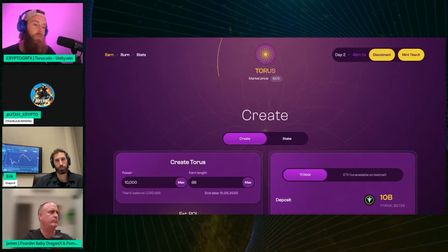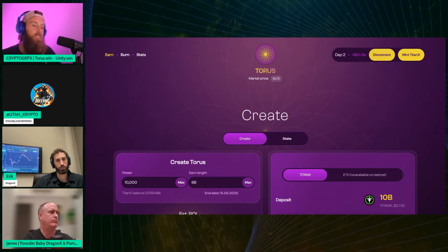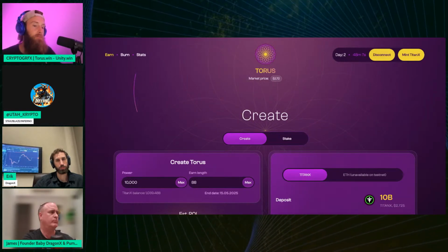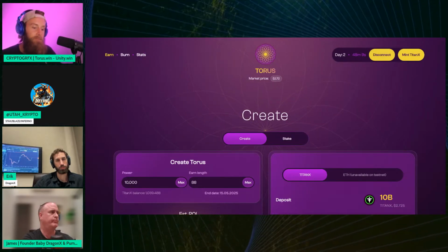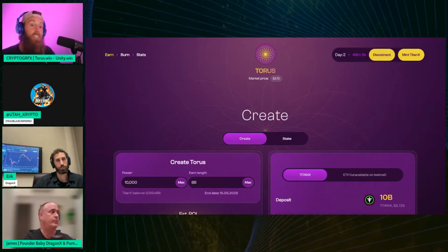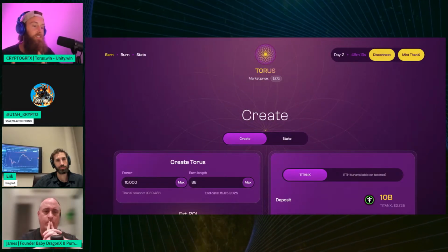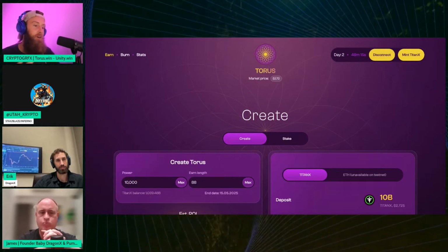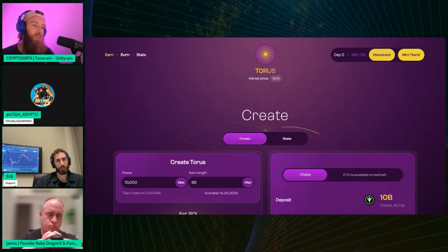What's really cool about this is if Torus does its job and it really helps bring in demand into the ecosystem, you're going to see Baby Dragon X pump. You're going to see Dragon X pump. You're going to see Inferno pump. You're going to see everything pump with it because the demand's coming in.